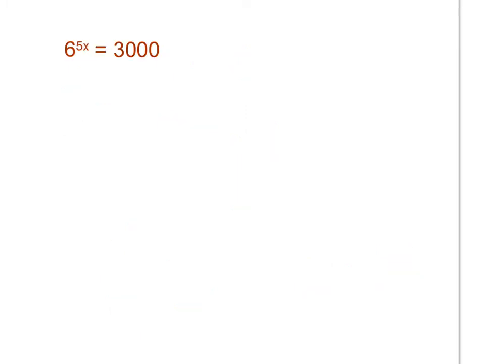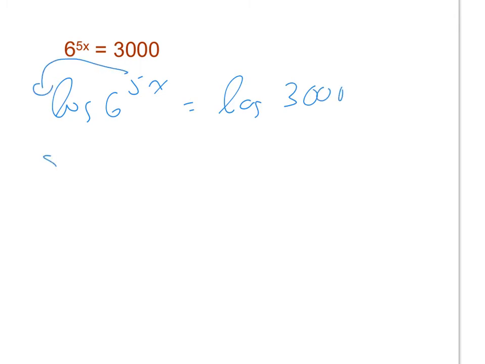All right, folks, looking at this one right here, we have an exponential equation. Again, notice that my exponential expression is already by itself. It's already been solved, so I'm quite simply going to take the log of both sides. So I have log 6 to the 5x is equal to log 3,000. I'm going to bring my 5x down in front, so I have 5x log 6 is equal to log 3,000.